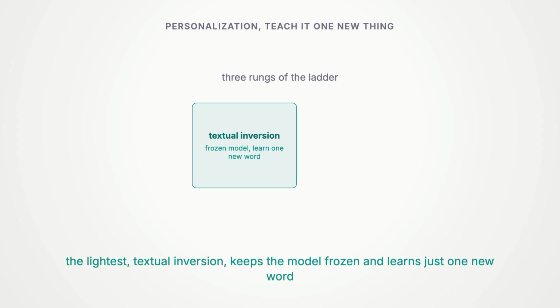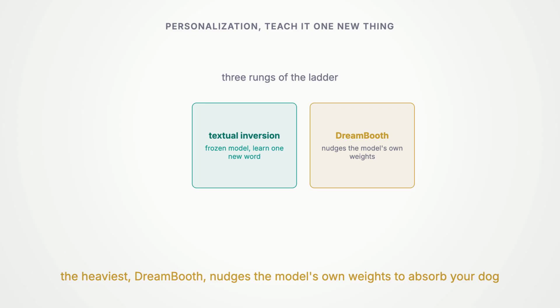The heaviest, called DreamBooth, actually nudges the model's own weights to absorb your dog, with one essential safeguard. If you only ever show it your dog, the word dog collapses to mean just your dog and nothing else, so you keep reminding it what dogs in general look like. That safeguard is not optional polish. It is the thing that stops the model from forgetting.